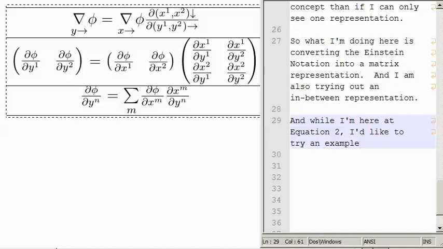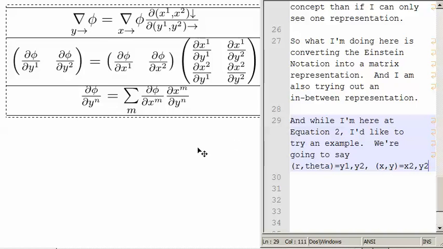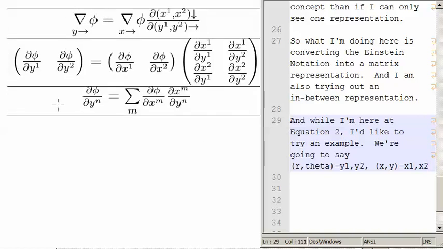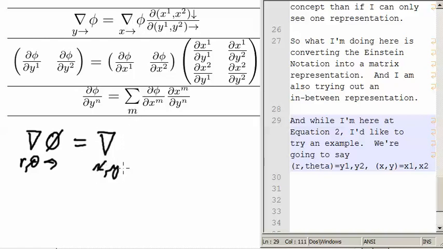And while I'm here at equation 2, I'd like to try an example. We're going to say r theta is y1, y2, and x, y is x1, x2. So I'm going to go ahead and rewrite this in-between equation up here as delta phi with the y variables, which are r theta, going to the right, equals, we're going to have del x, which is the x variables, x comma y, of phi times del x1, our x variables, x comma y, del y. So del y is r comma theta.